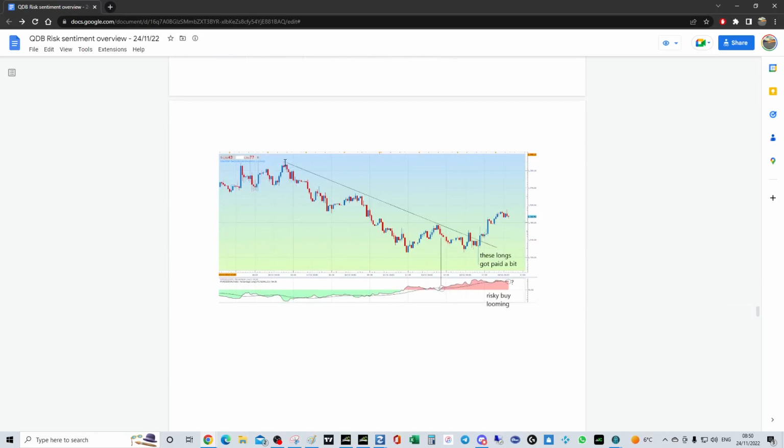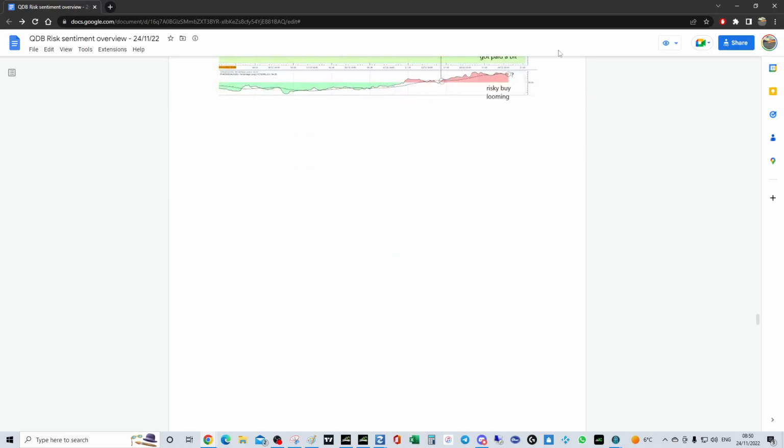You could also argue we had a technical break as well. I mean, it's not the greatest trend line, to be honest with you. It's only hit it twice. You could probably argue there's been better. I think that's probably a better level. We'd have hit it 3 times there. But inevitably we've had a diagonal break. So technically, they were all right. Those longs. So risky buy there, looming, with a question mark.